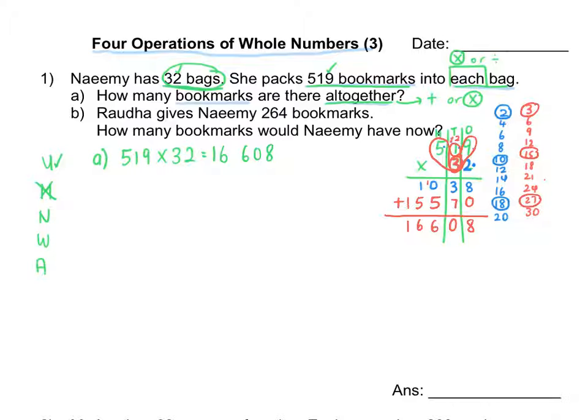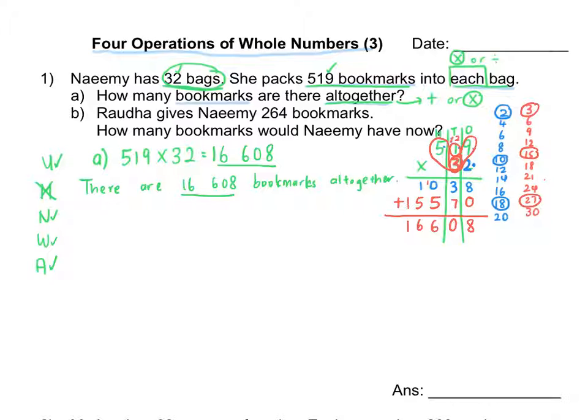So number equation done, working done, answer statement. How many bookmarks are there altogether? There are 16,608 bookmarks altogether. This is the answer for part A. Answer statement done. Now we go on to part B.